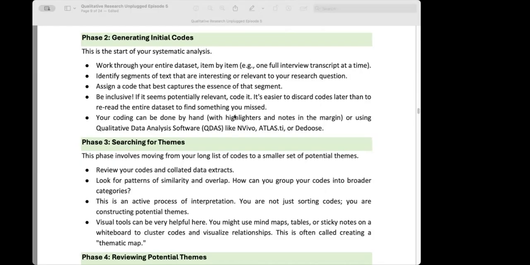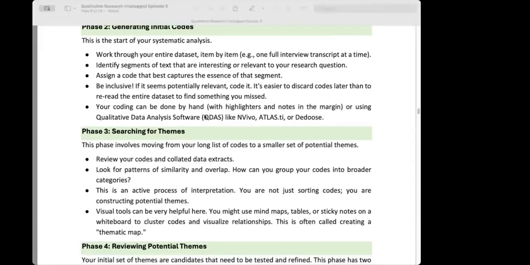Yes, a crucial piece of advice here. Be inclusive. If something seems even potentially relevant to your research question, code it. Don't censor yourself at this early stage. It's always easier to discard codes later if they don't ultimately fit into a larger pattern than it is to realize halfway through your analysis that you missed something important and have to go back and reread the entire data set from scratch looking for it. That's a major time sink and incredibly frustrating.